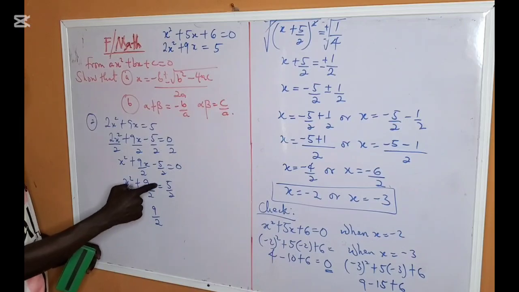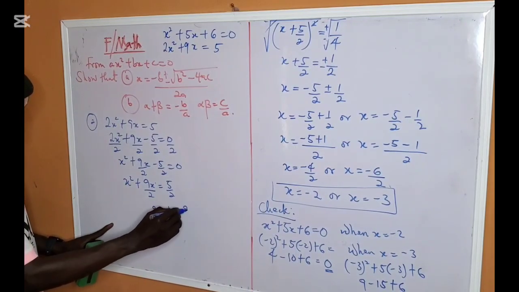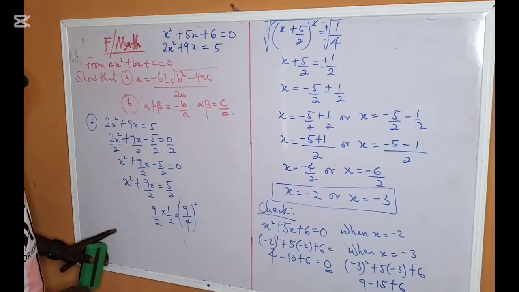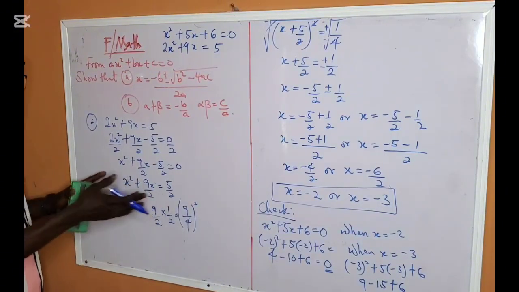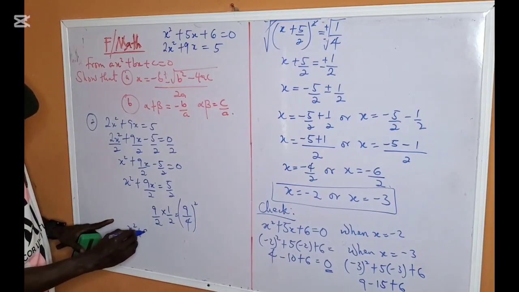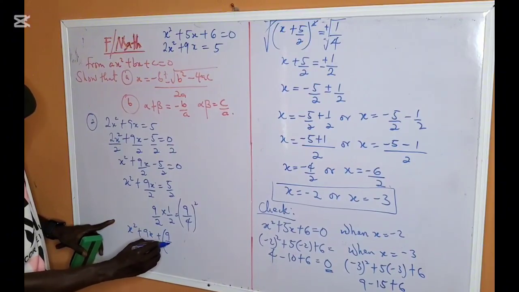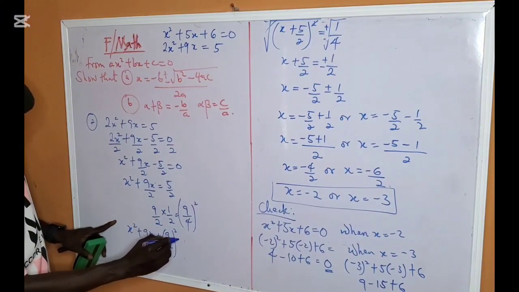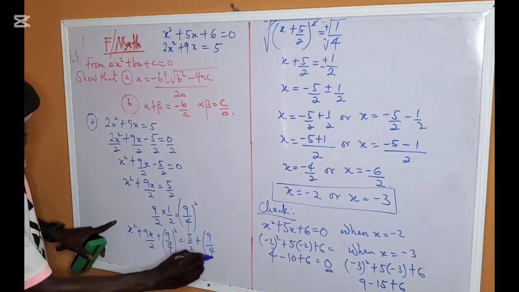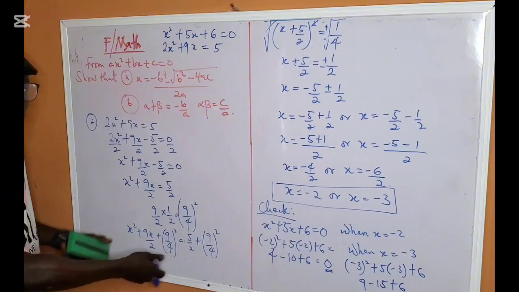9 over 2 is the coefficient of x. Therefore, we multiply by half. That will give us 9 over 4. Then we square it. After squaring it, we add it to both sides of the equation. So this is going to be x squared plus 9x over 2 plus 9 over 4 all squared equals 5 over 2 plus 9 over 4 all squared. So we've added it to both sides of the equation.